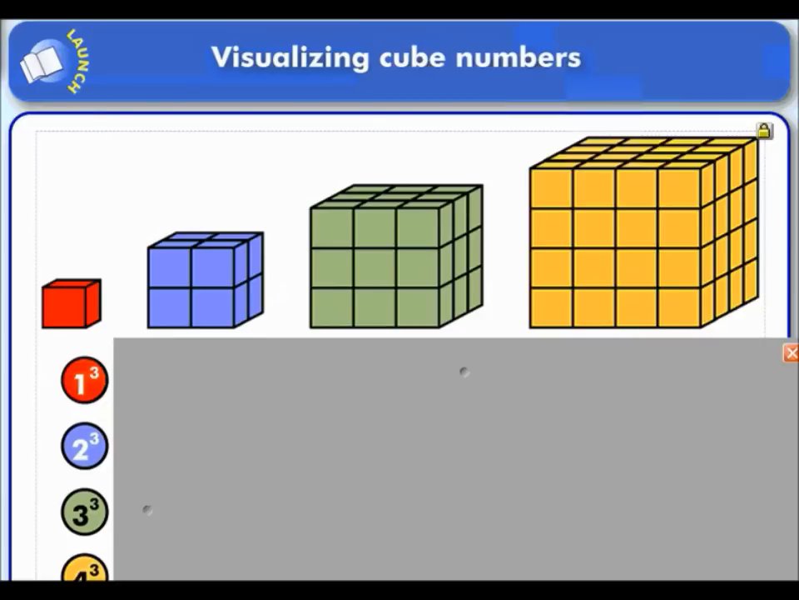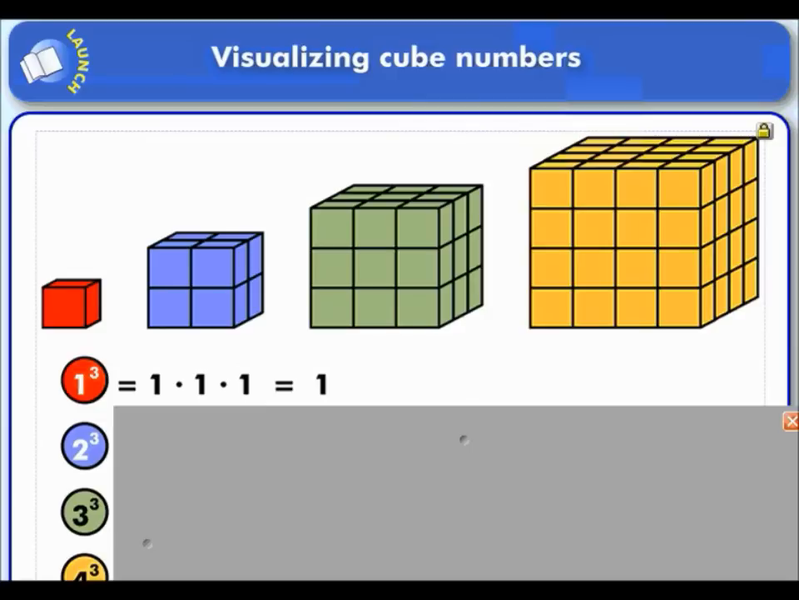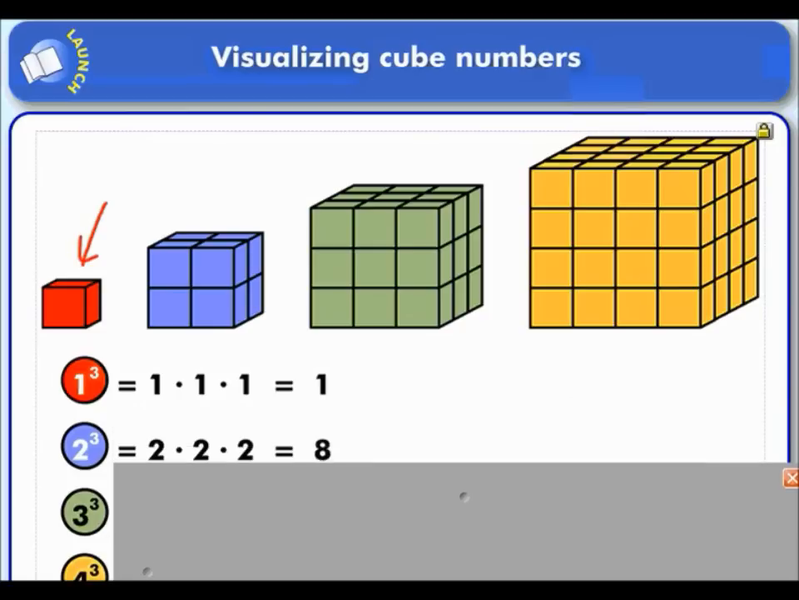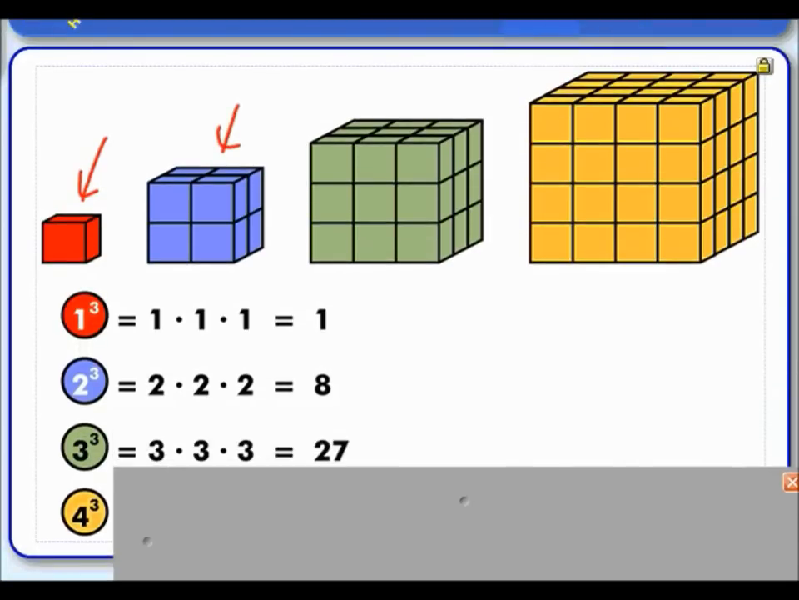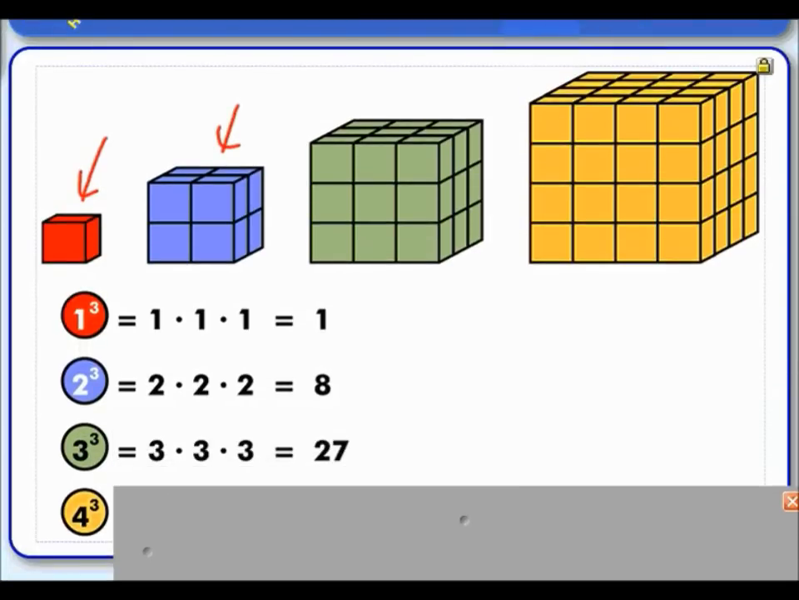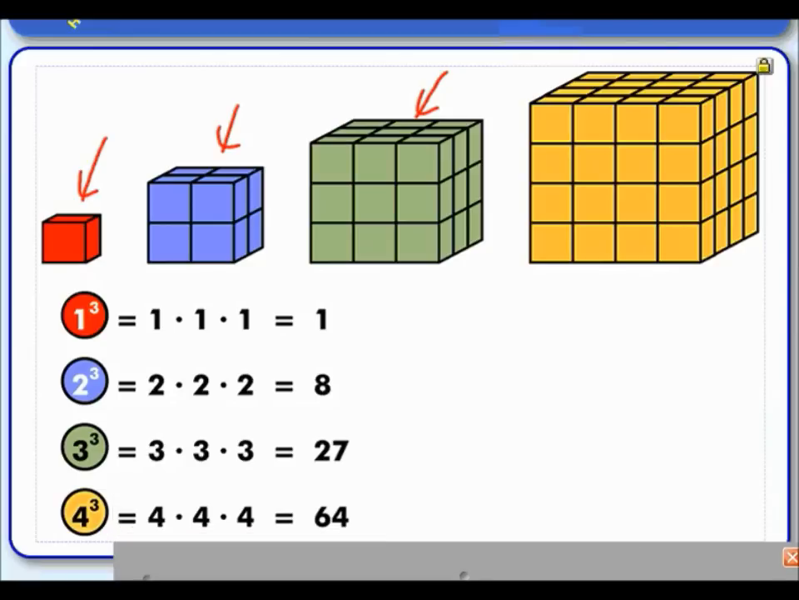So let's take a look at some representations of cube numbers. 1 cubed means 1 times 1 times 1, which is 1, so it makes 1 cube. 2 cubed is 2 times 2 times 2, which is 8. And there are 8 cubes in this representation. 3 cubed means 3 times 3 times 3, which is 27 cubes, right here. And 4 cubed means 4 times 4 times 4, which is 64. And there are actually 64 cubes in this cube.